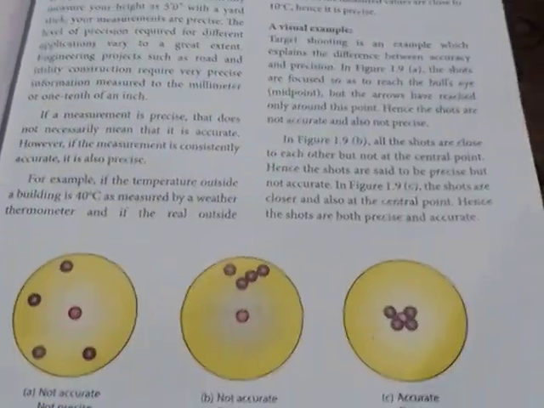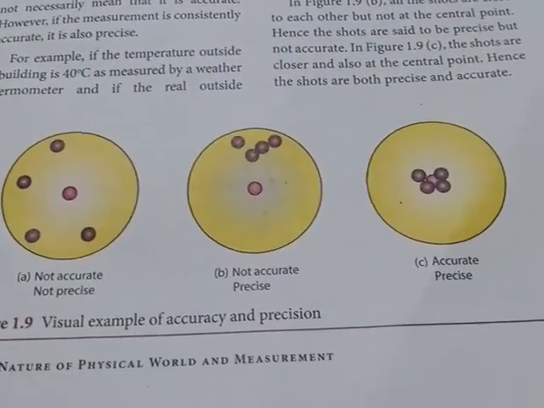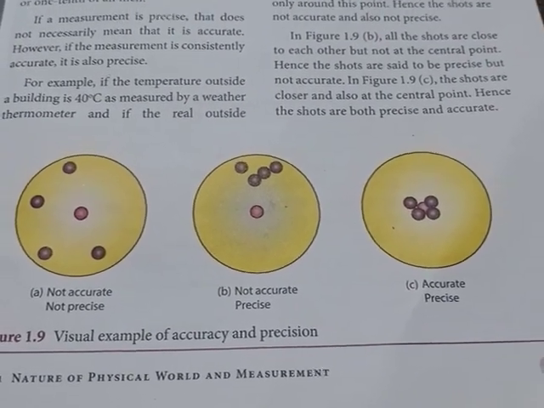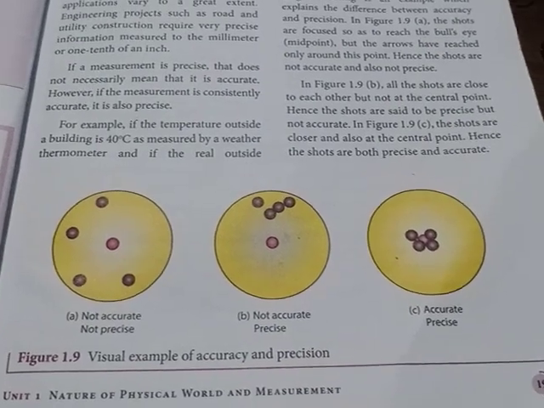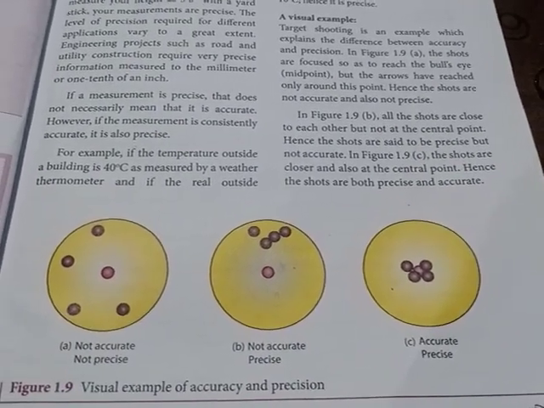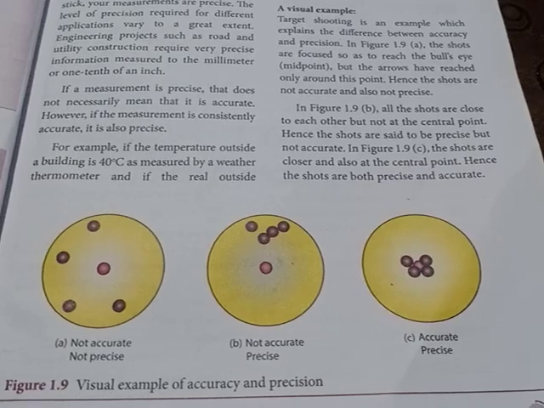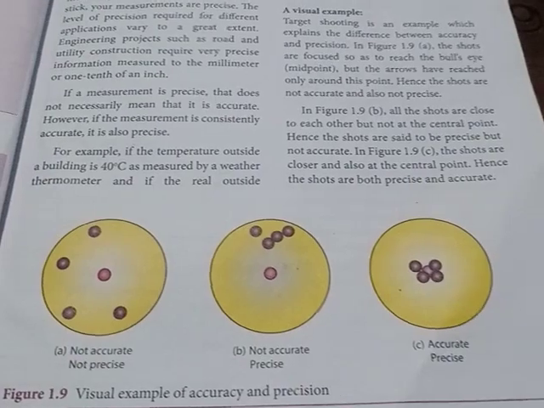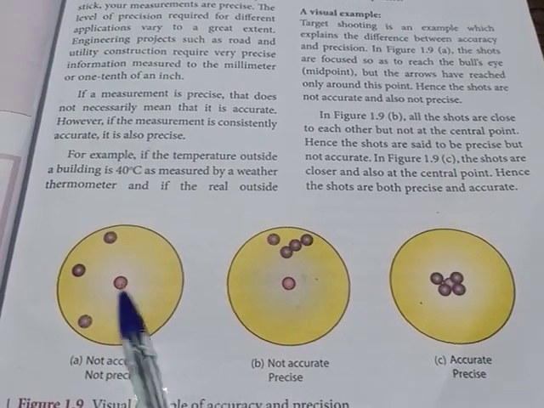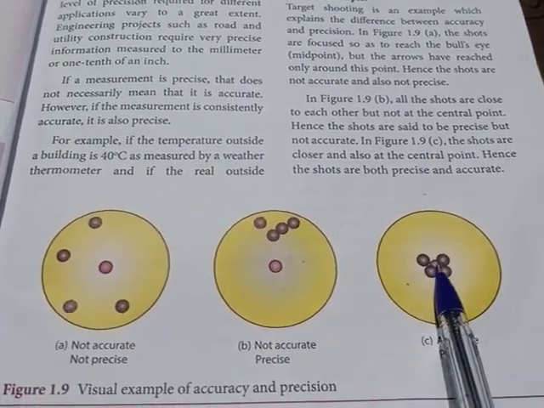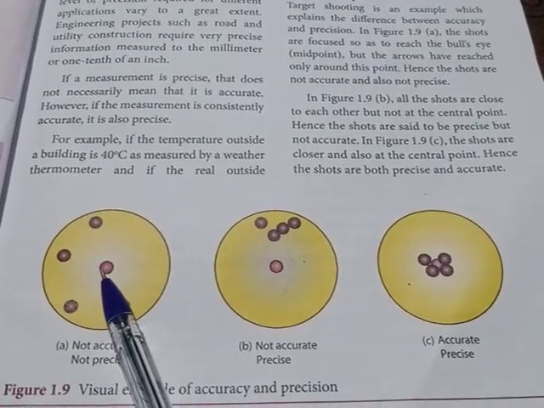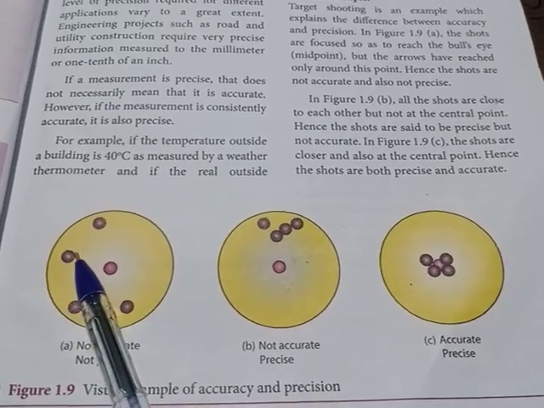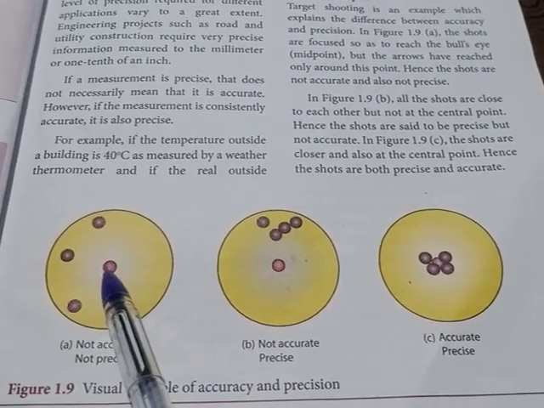Now for a practical example, you can see a diagram here. Here you can see 3 diagrams. This is what we call target shooting. In the first diagram you can see this is the midpoint. While they throw the shots, the arrowhead has to point at this midpoint.